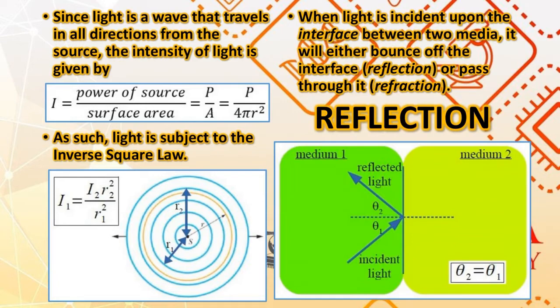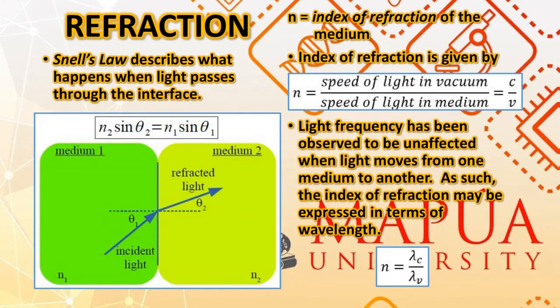The law of reflection tells us that the two angles are equal. The angle of incidence and the angle of reflection have the same value. Theta 2 is equal to theta 1. Next, we have the law of refraction, also referred to as Snell's law.